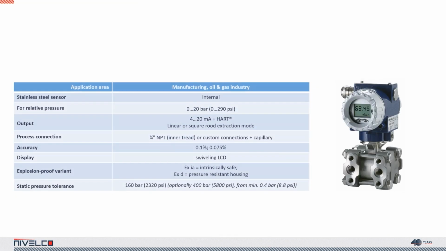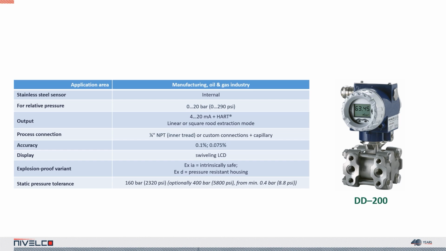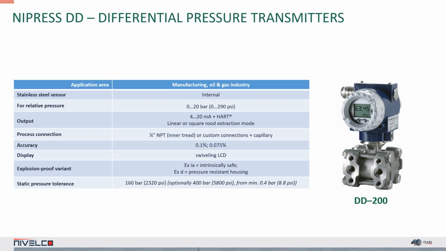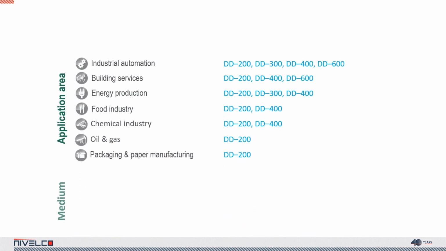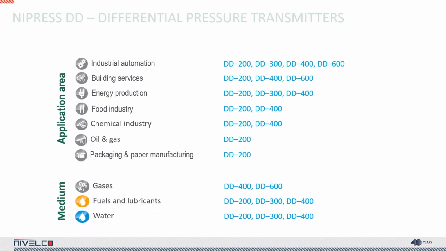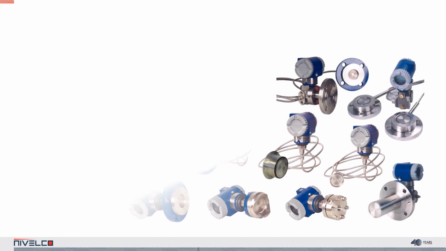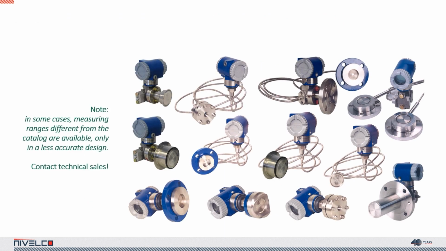The DD200 differential pressure transmitter is the industrial version of the DA00 and DB00 pressure transmitters. The base model has a valve housing connection, also known as manifold connection, but it can be purchased with a capillary tube of any length. Here's a chart grouping the devices by area of use and medium, and a few special versions with a custom measuring range and accessories.